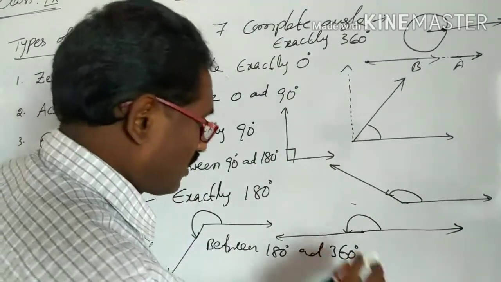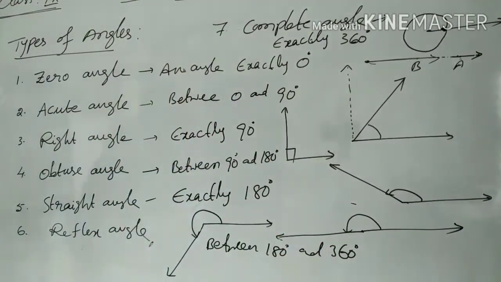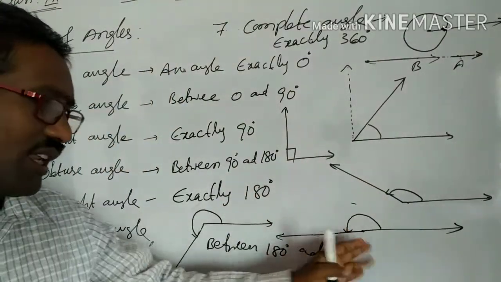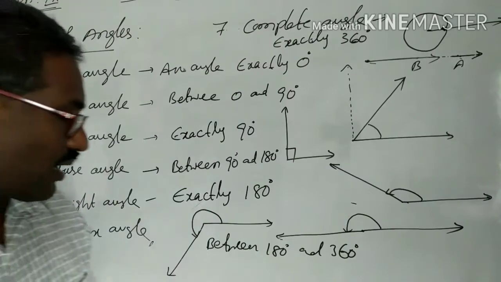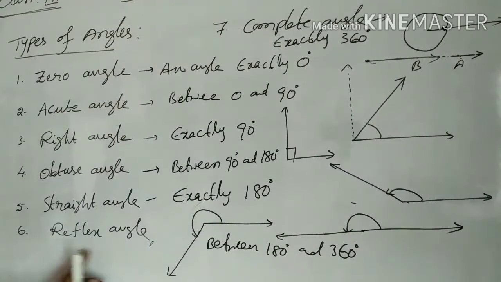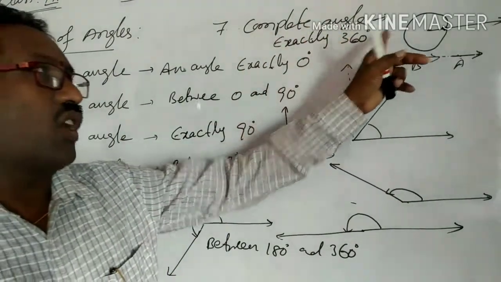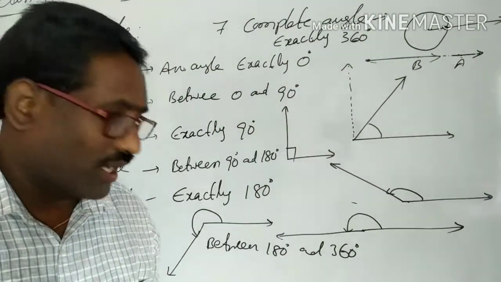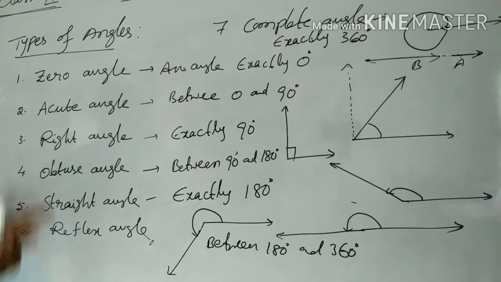Don't get confused, everyone. Okay, right? That is the obtuse angle, this is the picture. This is the straight angle, and this is the reflex angle. This is exactly 360 degrees, that is the complete angle. Okay. If necessary, you can note down.